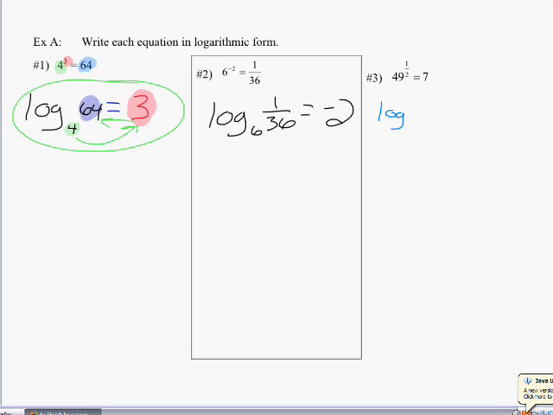The 49, is that small or big? You want to say base. Log base 49 of. Excellent. Questions?